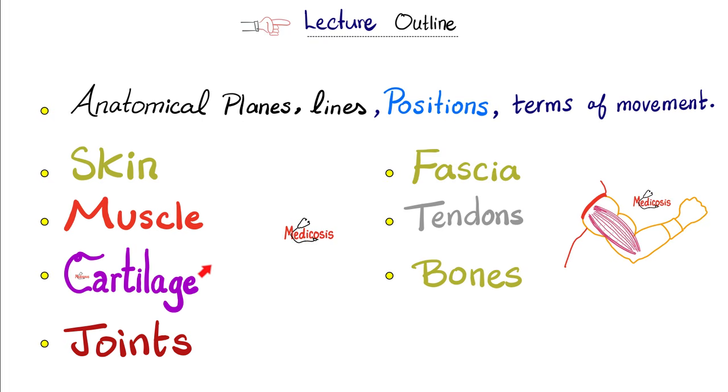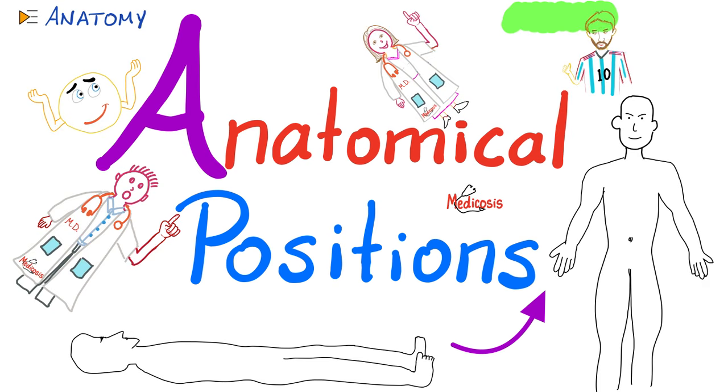We have 3 types of cartilage. There is hyaline cartilage, there is fibrocartilage, and there is yellow or elastic cartilage. Then we'll talk about the bones, the number of the bones, and the types of the bones. And we'll talk about the joints and the types of the joints. And just like the cartilage has 3 types and the muscles are 3 types, the joints also are divided into 3 types of joints: fibrous joints, cartilaginous joints, and synovial joints. So let's start with the first topic: anatomical positions.